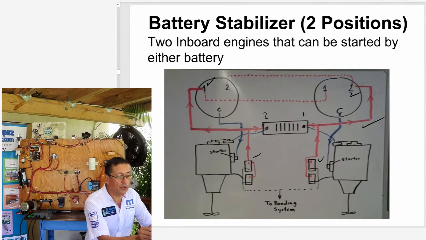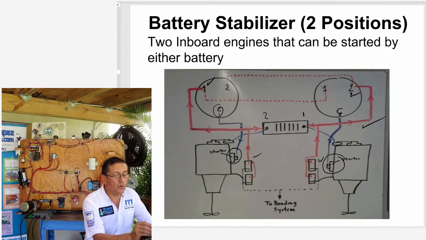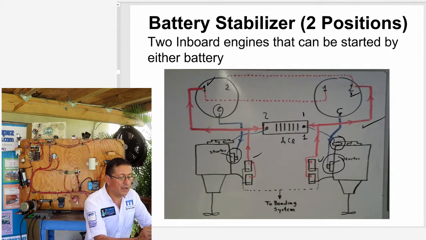Of course, the output of this ACR is connected with the big positive on the start motor, and the output of this other ACR is connected with the big positive in the start motor of the second engine. And from the alternator of this engine, one cable is connected into position number 1 of the ACR, and from the output of the second alternator is connected with position 2 of the ACR.